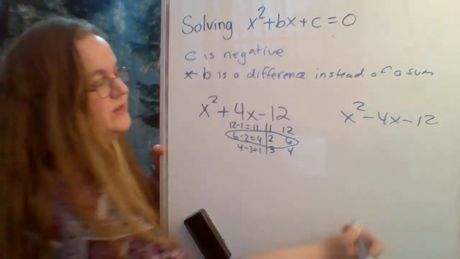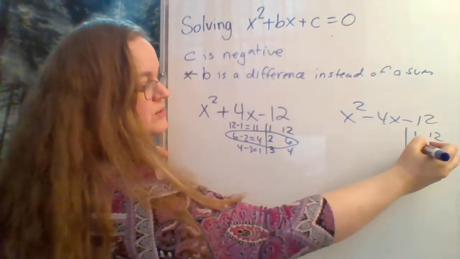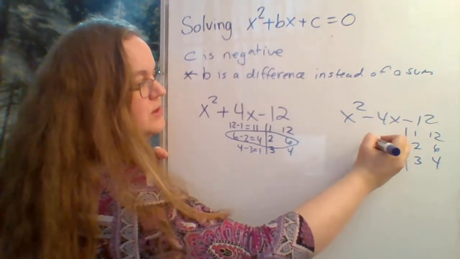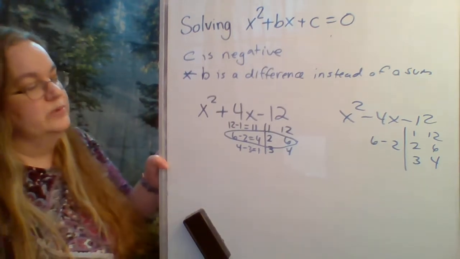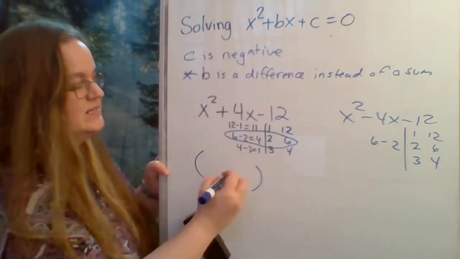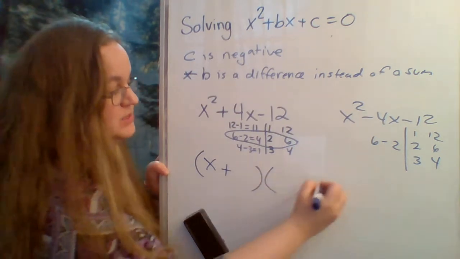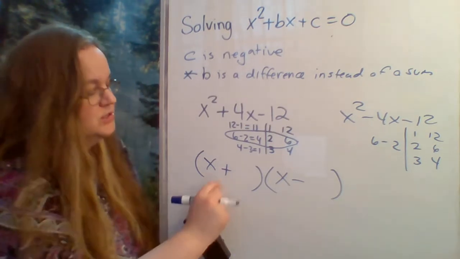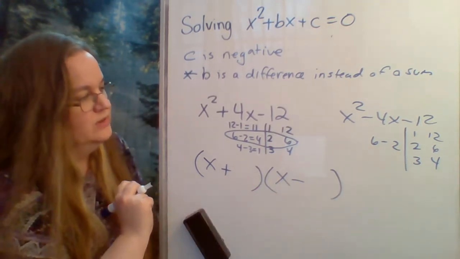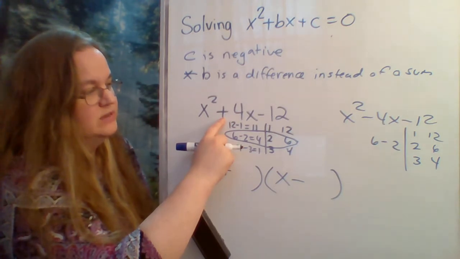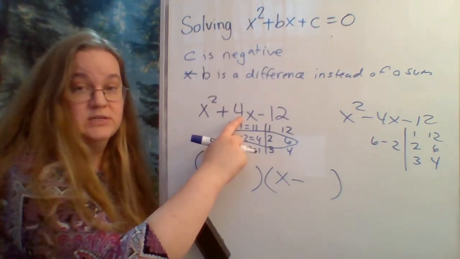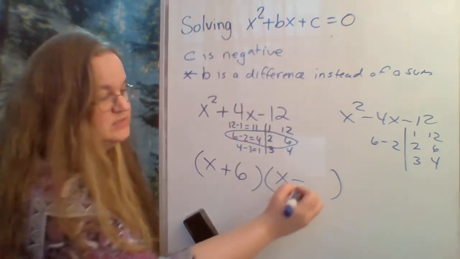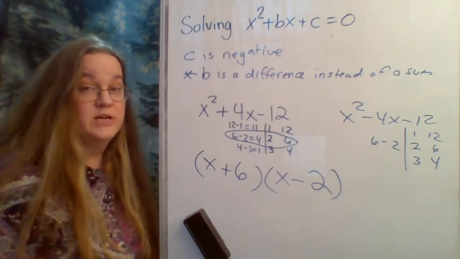Okay. If I do the same thing over here, I come out with the same outcome. I'm still looking for 4, so it's still 6 minus 2. But when I write the problem, when C is negative, the only way that's going to happen is if one is positive and one is negative. Because if they're both negative, it's going to cancel. So I have to have one positive and one negative. So if B is positive, the bigger number is positive. So between 6 and 2, 6 has to be positive and 2 has to be the minus. Otherwise, it won't come out.